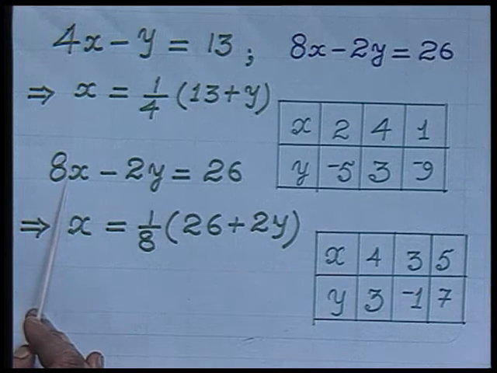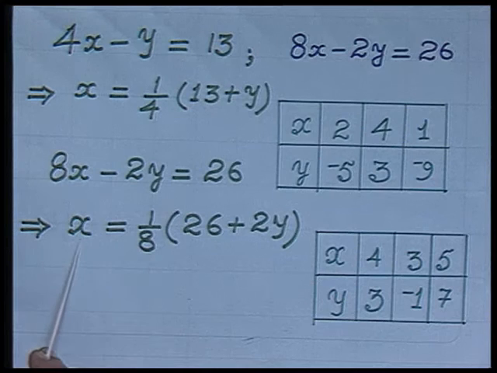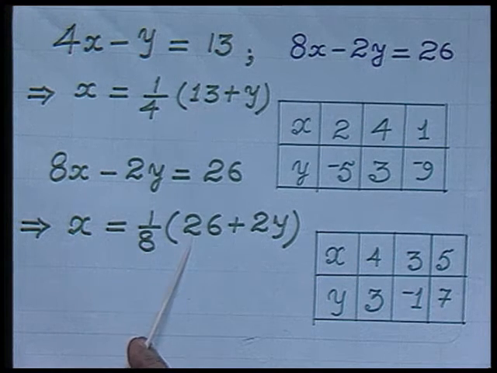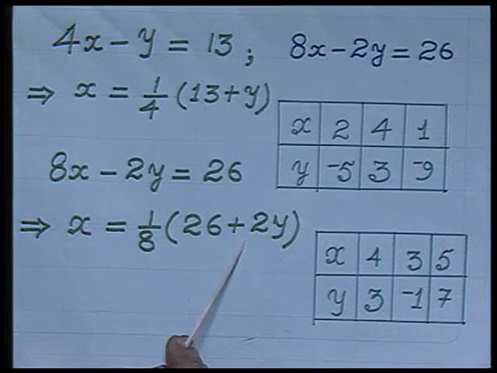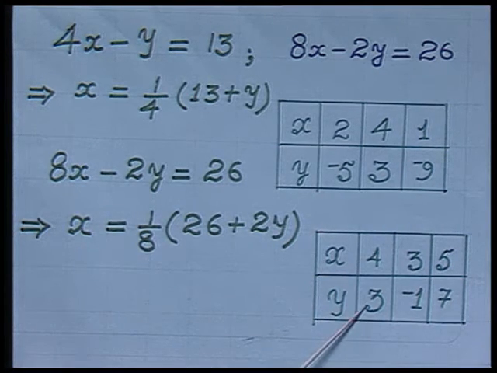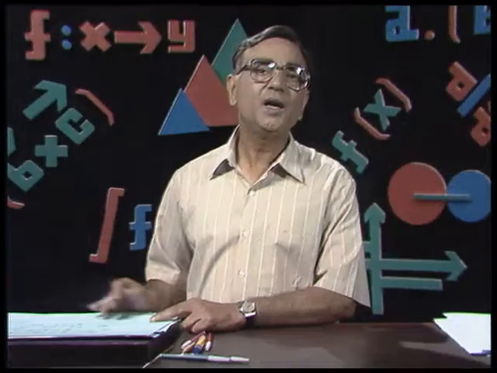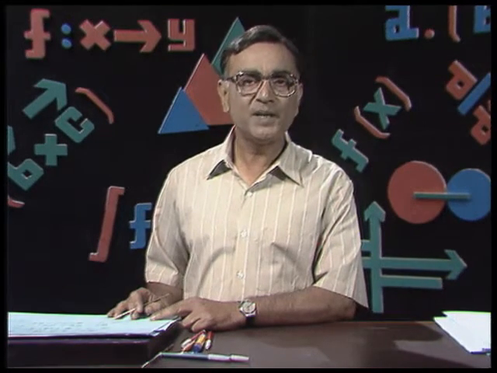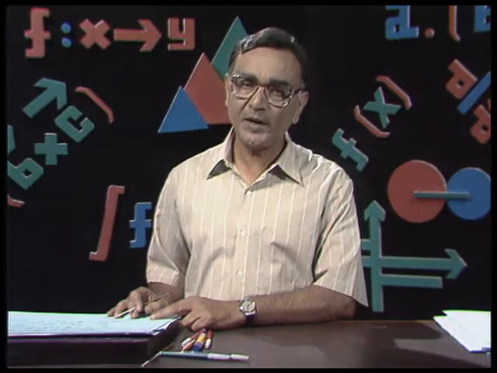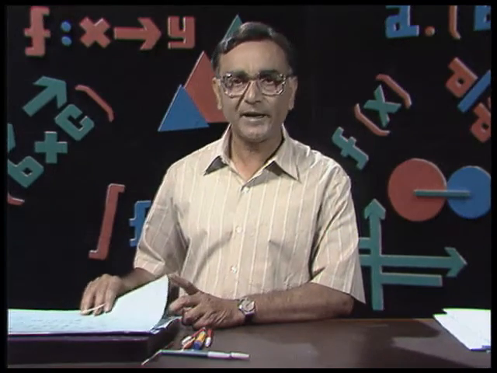And for the second equation, 8x minus 2y equals 26, x equals 1 over 8 times (26 plus 2y). The ordered pairs for this equation are (4, 3), (3, -1), (5, 7). Now once again we will plot these ordered pairs for the two equations on the graph paper and see how these lines look.